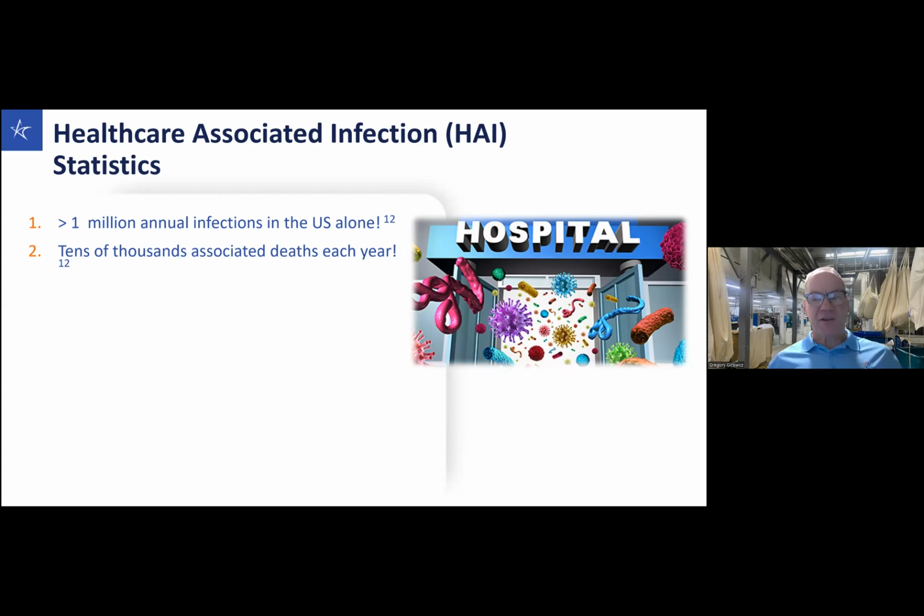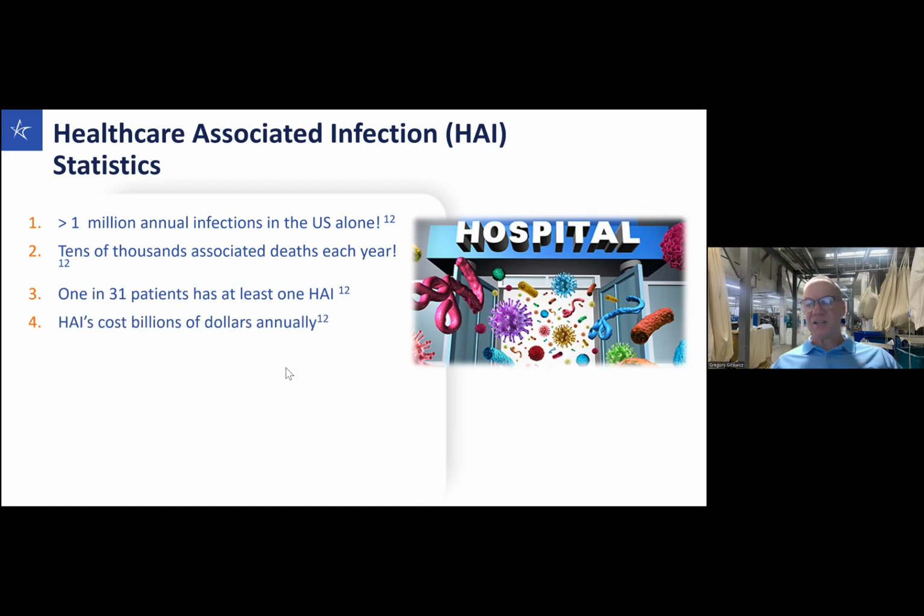I believe skilled nursing facilities aren't in here. Certainly home health numbers aren't in here, and some other clinic types are probably not in here. So I would guess that this number is a lot higher than it actually is. And there are tens of thousands of associated deaths each year. The statistic that I think is really scary is 1 in 31 patients has at least one HAI, again, from this subset. And they cost billions of dollars annually to our nation and really to the world.